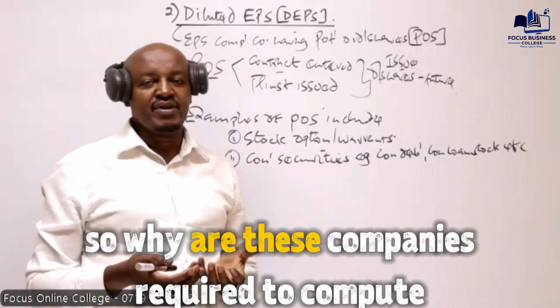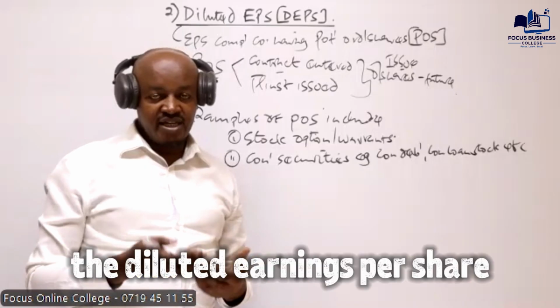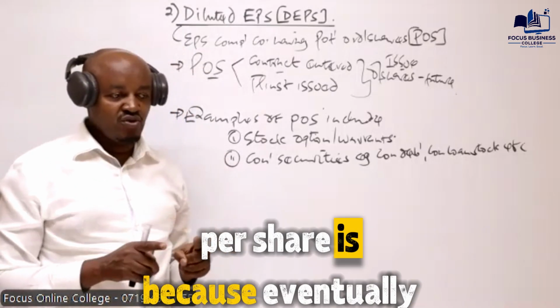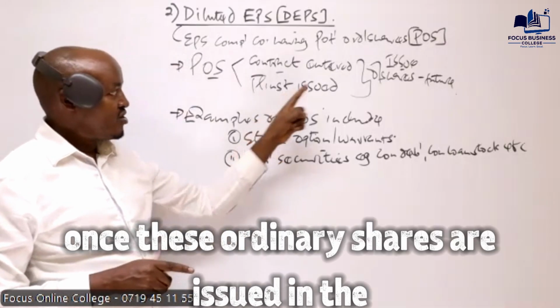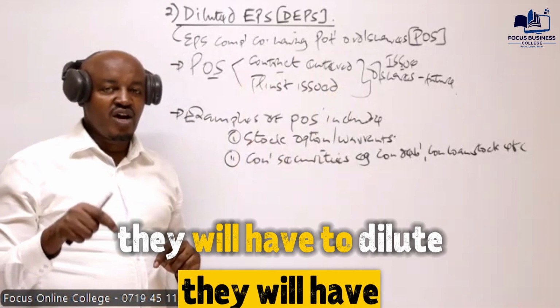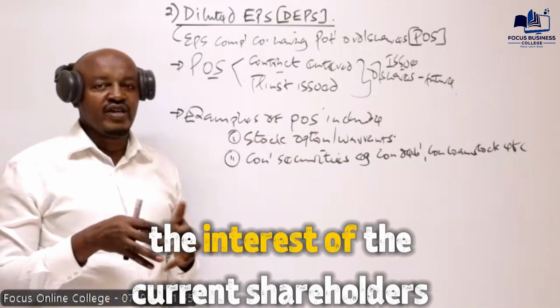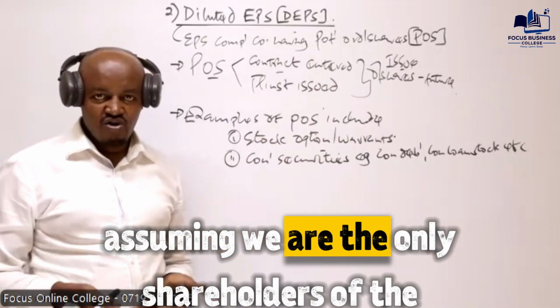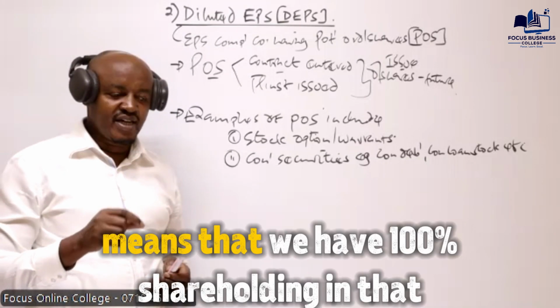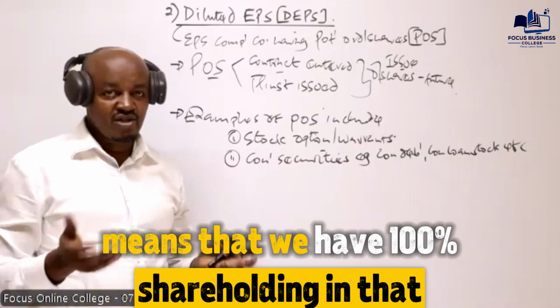So why are these companies required to compute the diluted earnings per share? The reason is that once these ordinary shares are issued in the future, they will dilute the interest of the current shareholders, assuming we are the only shareholders of the company. If we are the only shareholders, it basically means that we have 100% shareholding in that company.